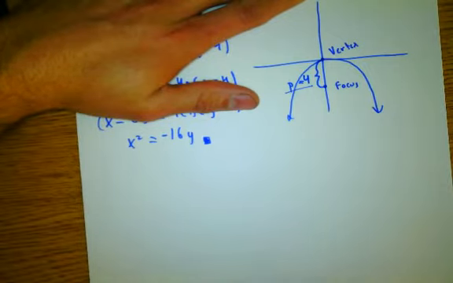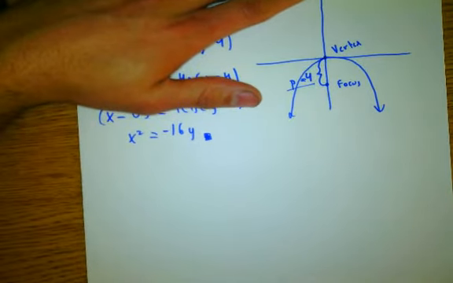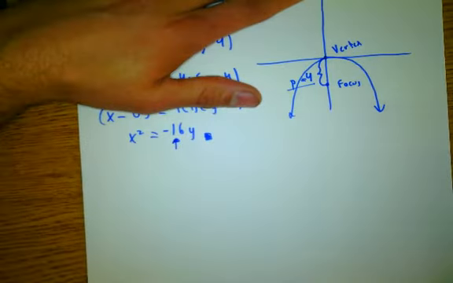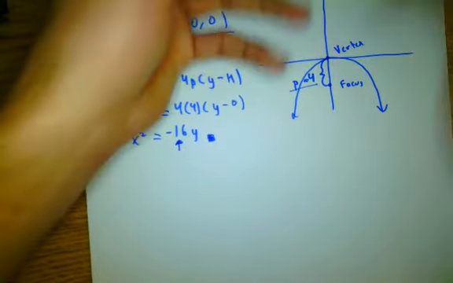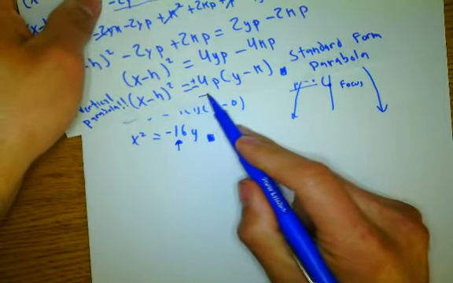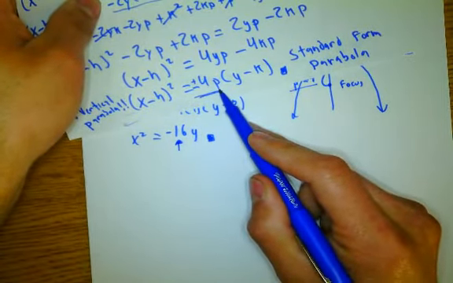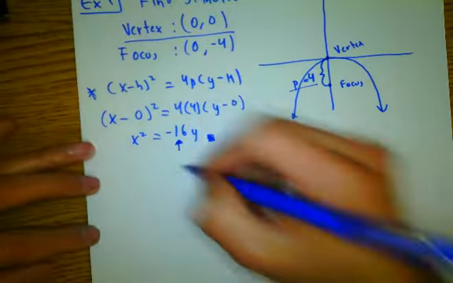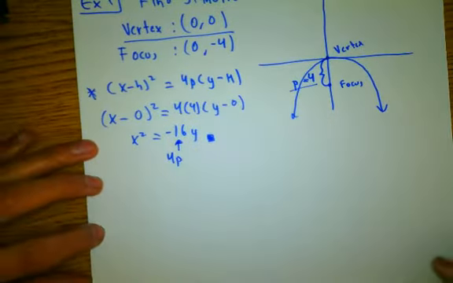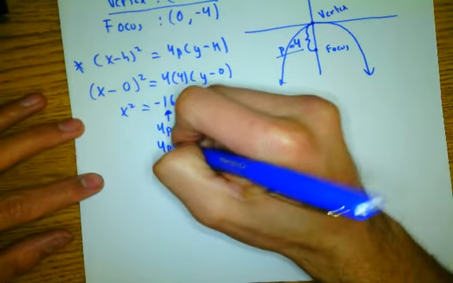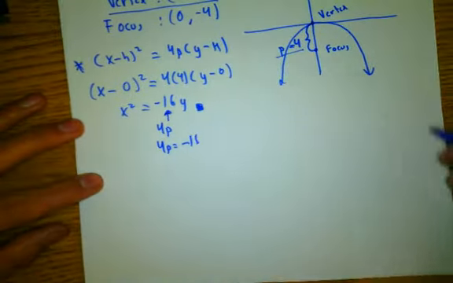That's where you've got to be careful. If you look at the equation, that number right there doesn't represent P, it represents 4P. So you would say this is 4P. So how would you find P? You would say 4P equals negative 16, which means that P equals negative 4 based on the way we have it, right? We know it's a distance.